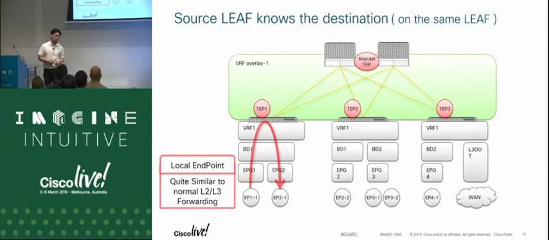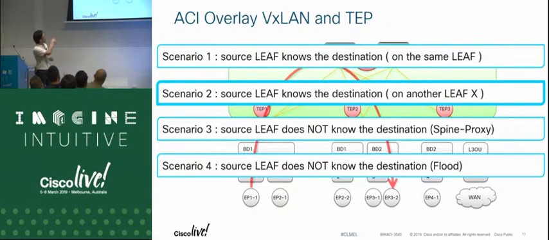So let's start with the first one. In this case, the destination is on the same leaf. So it's really simple. No VXLAN encapsulation, no overlay 1, because it completes within the single leaf. So there's nothing to talk about in here. The main one is the next one. The destination is on another leaf.